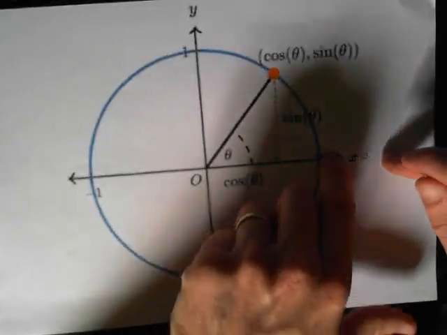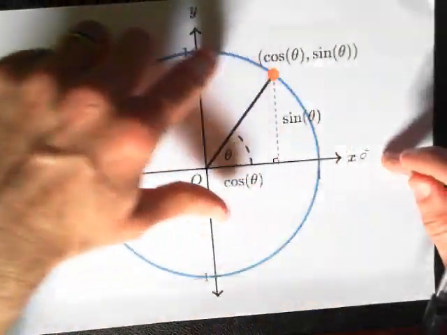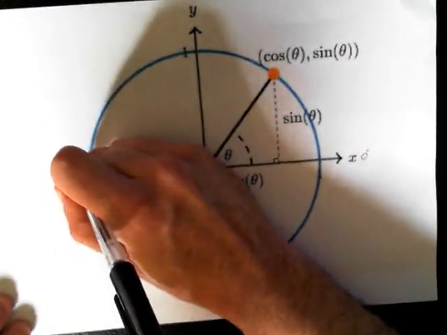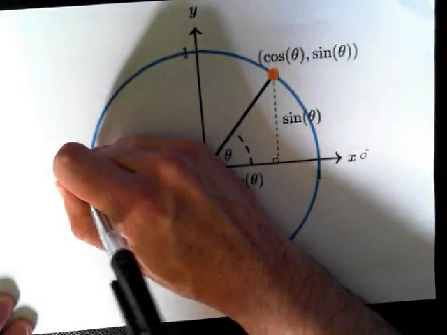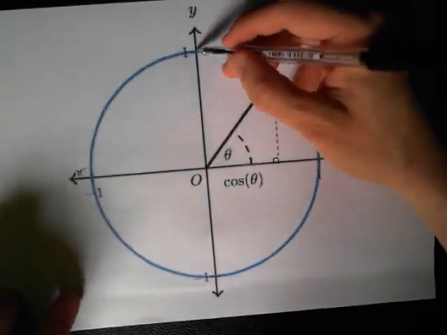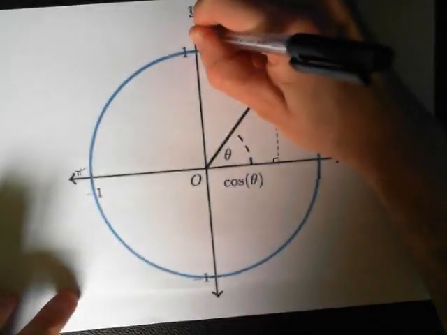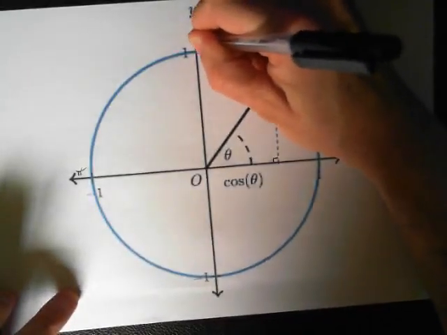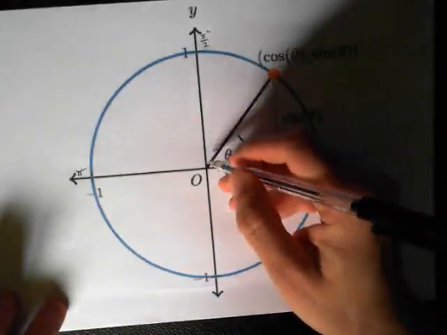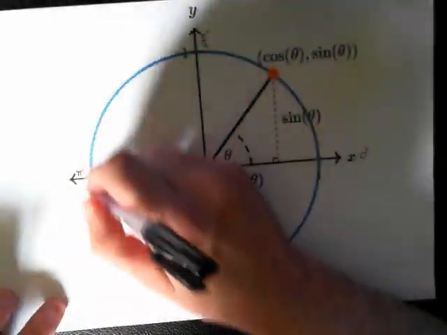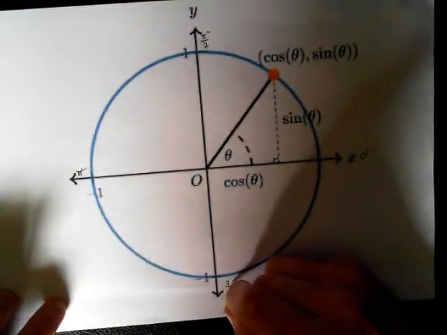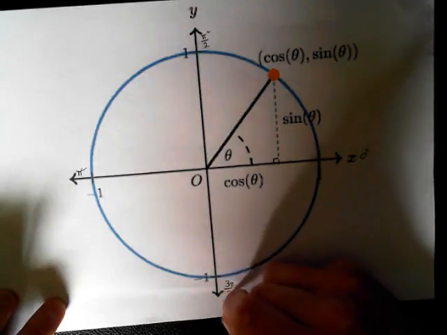Now remember that half a circle, 180 degrees, represents an angle of pi radian. An angle of 90 degrees represents pi on 2, or half pi radian. And 270 degrees, if you go all the way around here, represents 3 pi on 2 radian.